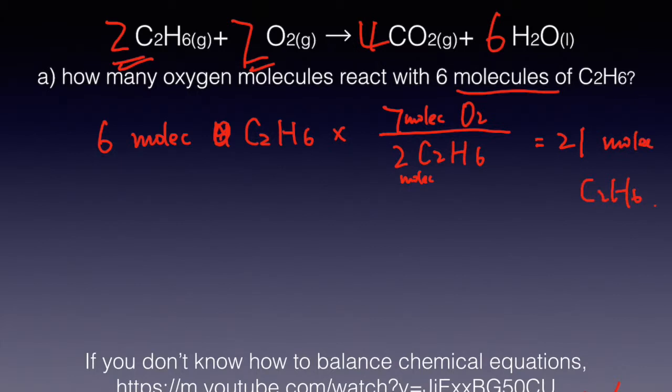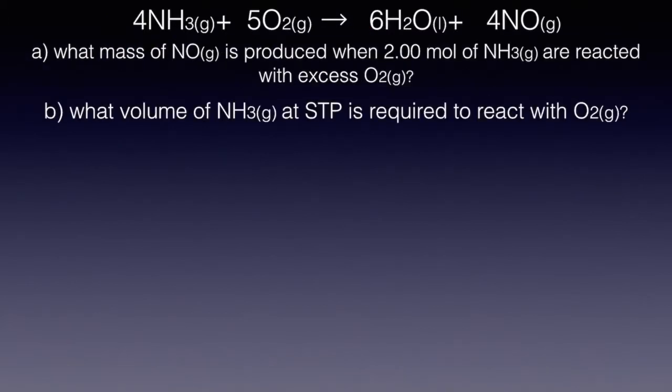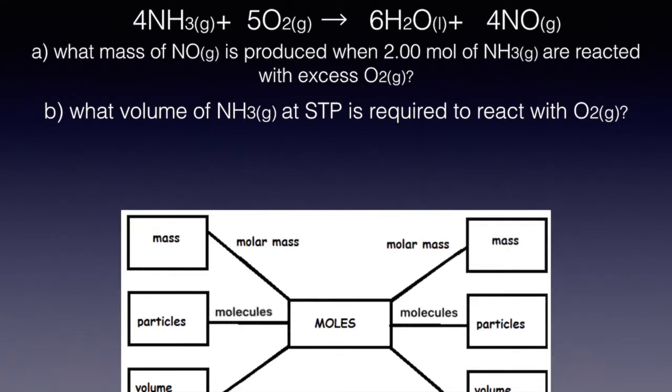Next, let's look at another example. This one is quite different from the previous one. It asks for the mass and volume. So what are we going to do for the mass and volume? We are going to look at the mole bridge. For calculating mass, molecules, particles, or volume, we should always calculate the number of moles first.